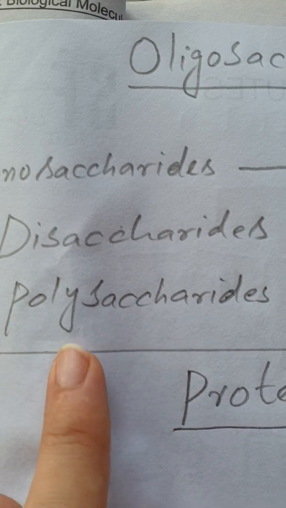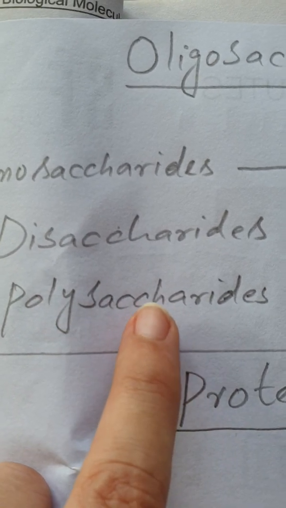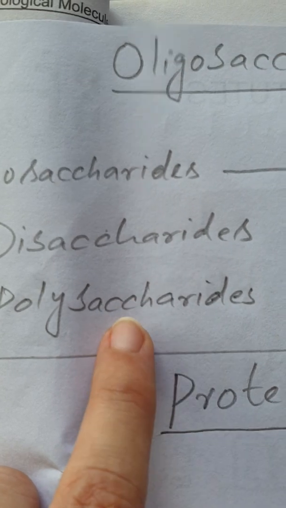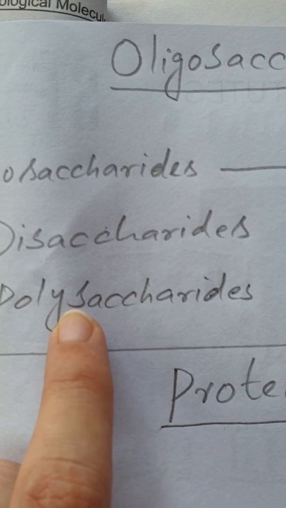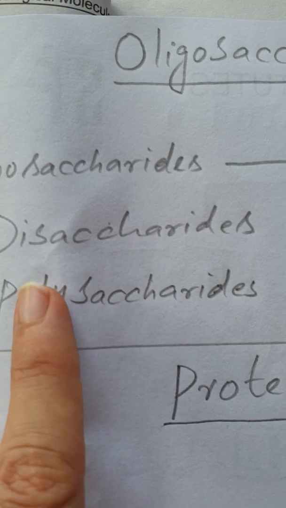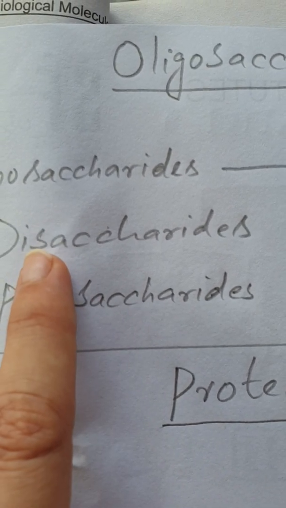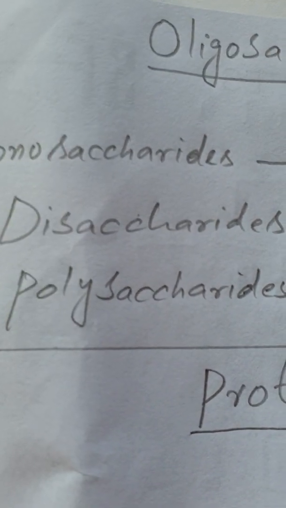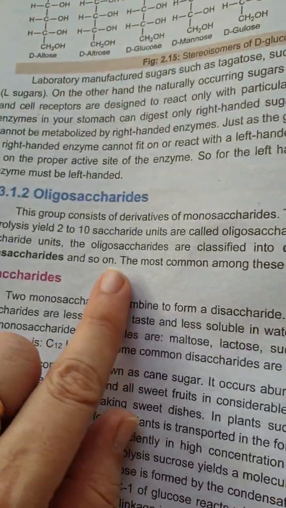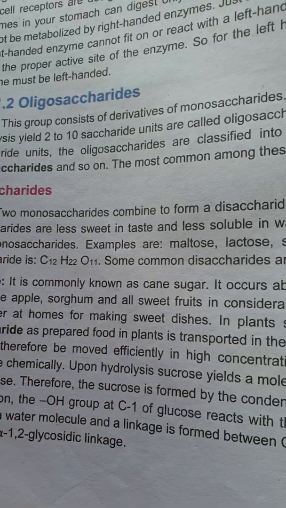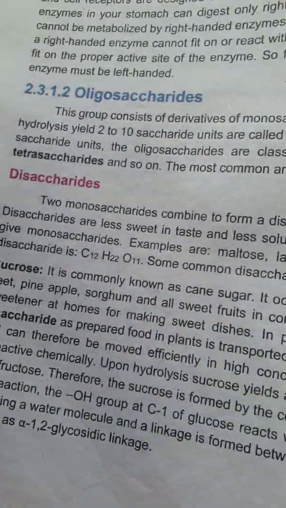And when many monosaccharides combine, many glycosidic linkages form between them, and that is known as polysaccharides. Now, first of all, we will discuss the disaccharides of oligosaccharides. Disaccharides, as already mentioned, are the carbohydrates that form when two monosaccharides combine.